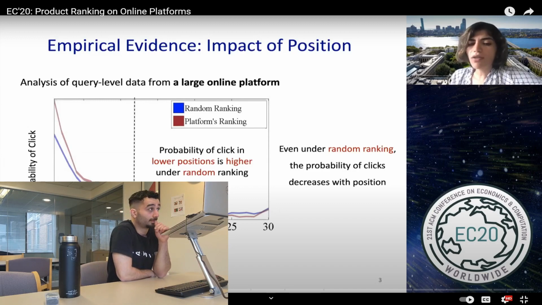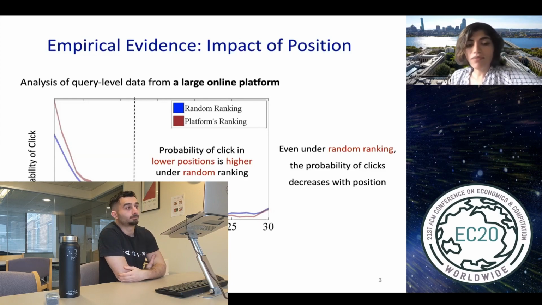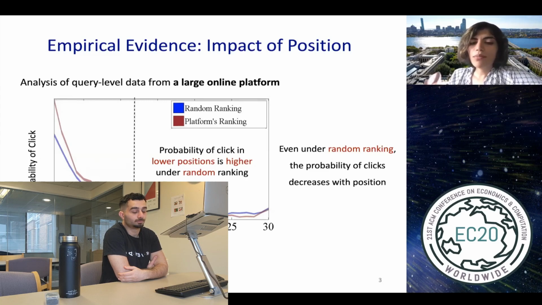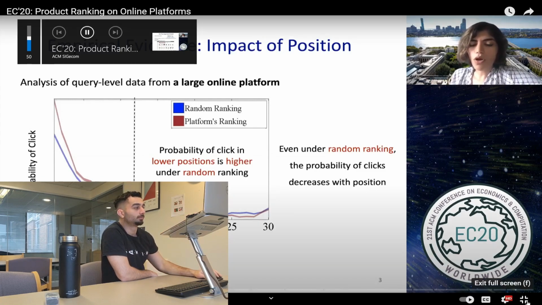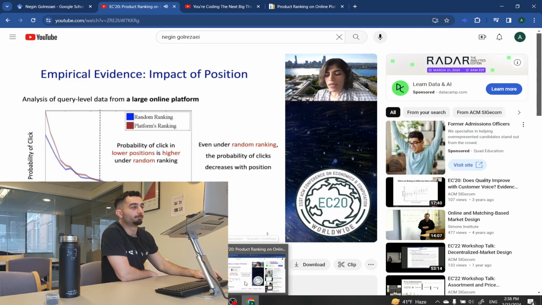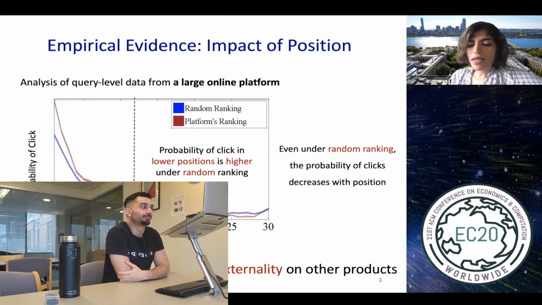It's actually higher on the random ranking compared to the platform's ranking. So you may wonder why this is happening. The main reason for this finding, we believe, is that on the random ranking, it's very likely that the products that consumers see on the top position are not going to be really relevant, and that's going to motivate the consumer to scroll down further the page and see more products. Based on this, we can say that the products that we place in the top position impose some externality on the products in the lower position, and that's why the probability of click is actually decreasing. And more importantly, the better the products that you put in the top position, the higher the externality.